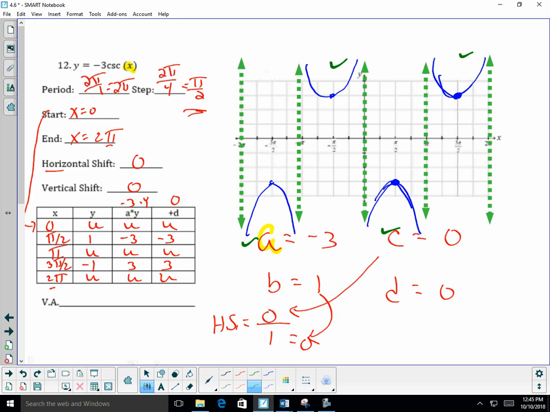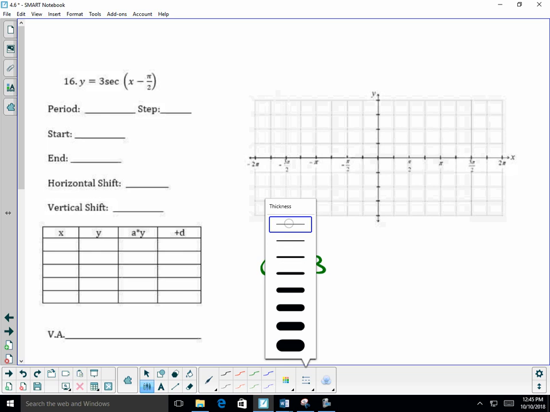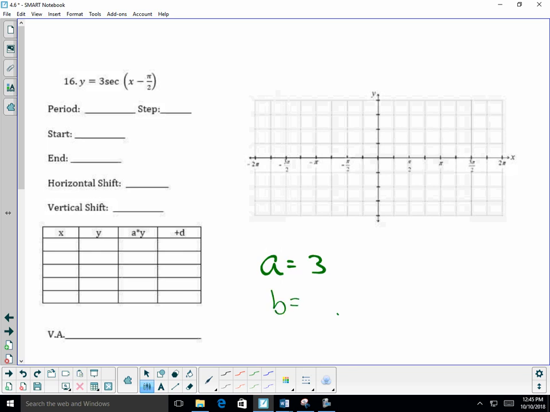And finally, we're going to do one where we have a horizontal shift. So that's this one here. This is number 16 on your packet. Y is equal to 3 secant x minus pi over 2. So again, my A is 3. My B is 1. My C is pi over 2. Remember, it's whatever you're subtracting from the x. And my D is 0.